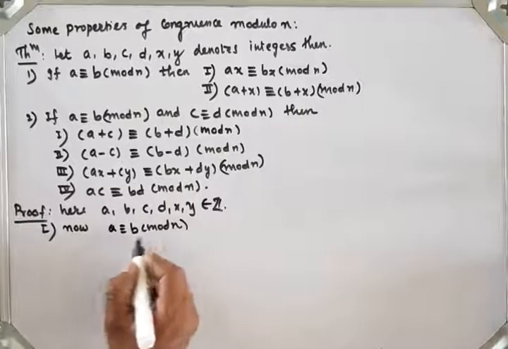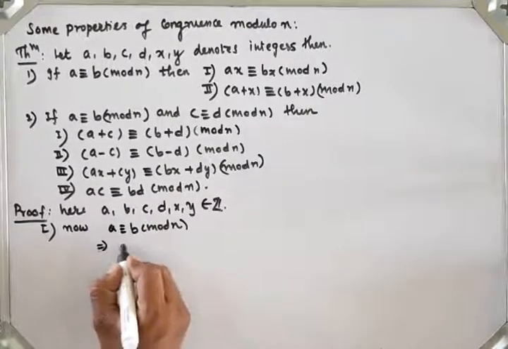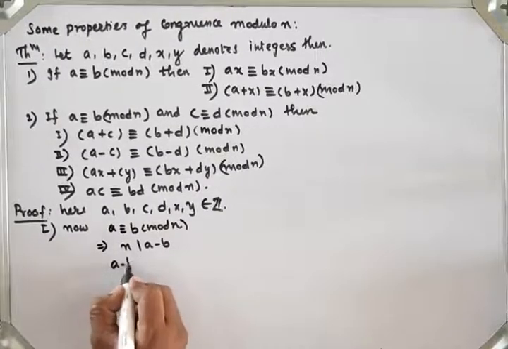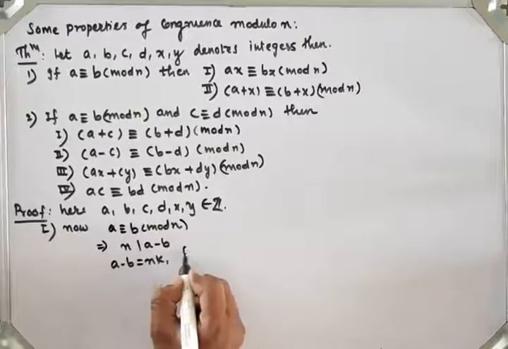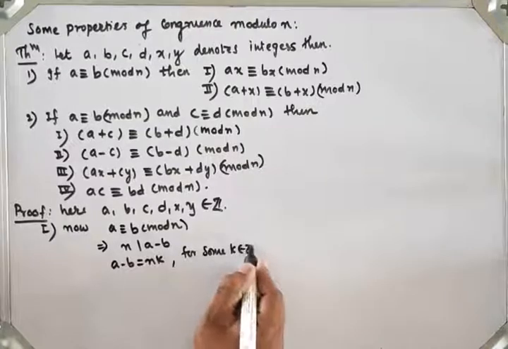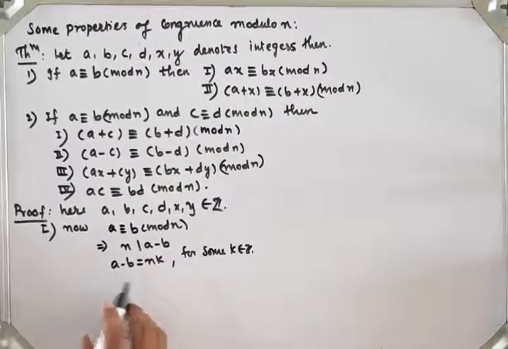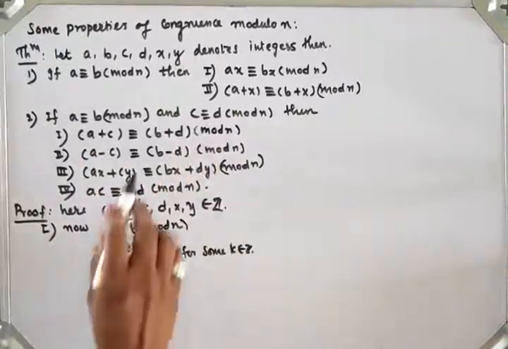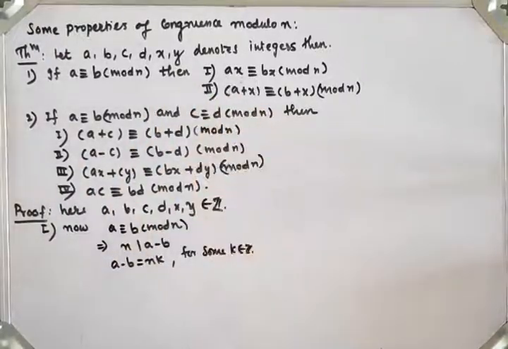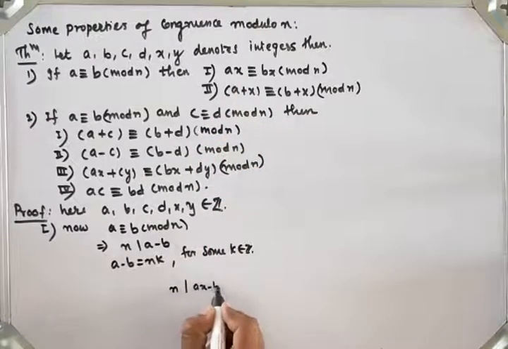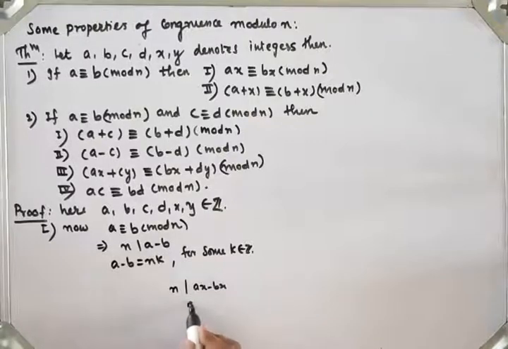Then by using the definition of congruence, n divides A minus B. Then by using the definition of divisibility, A minus B is equal to n times k for some k belonging to the set of integers. Now we have to show that Ax is congruent to Bx, which means we have to show that n divides Ax minus Bx, or that Ax minus Bx is equal to n times k.